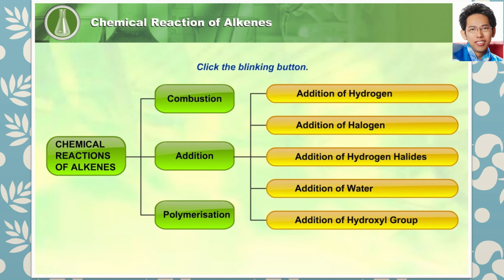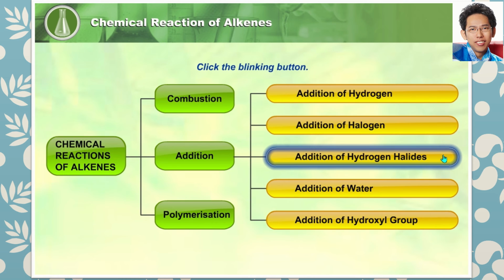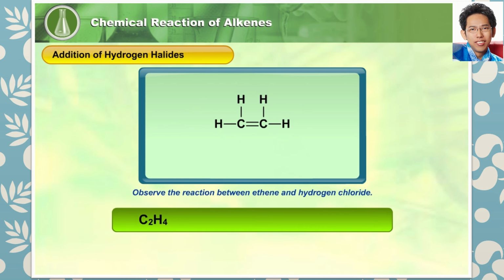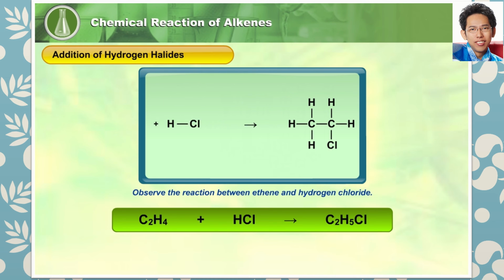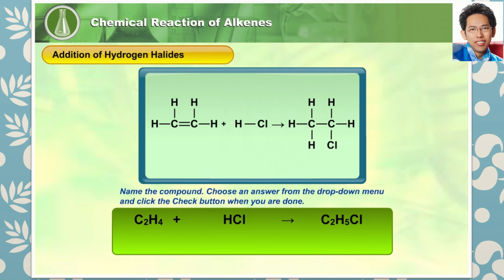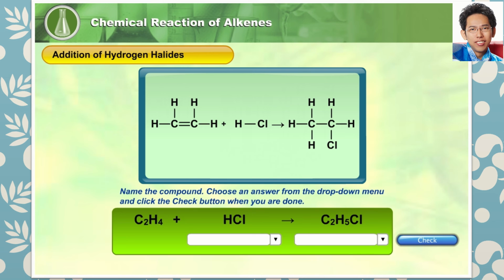Click the blinking button. Observe the animation of the reaction between ethene and hydrogen chloride. What can you see? Based on the animation and equation given, can you name the compound? Choose an answer from the drop-down menu and click the check button when you are done.